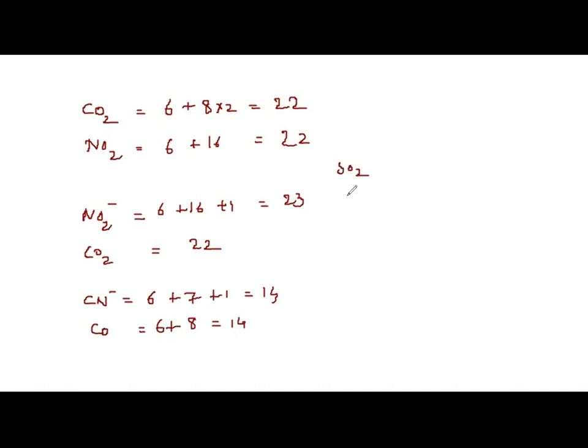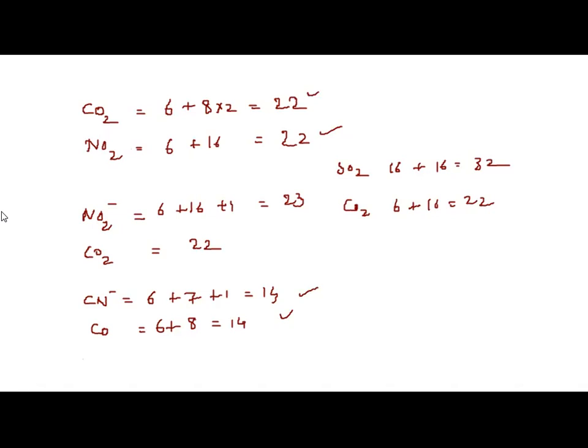Next option, SO2 and CO2. Sulfur is 16 plus oxygen 2 times 16, that is 48. Carbon is 6 plus oxygen 8 into 2, 16, it is 22. So which is isoelectronic? In CN minus and CO, there are 14, 14 electrons. Even in CO2 and N2O, there are 22, 22 electrons. Both are isoelectronic. So both the options are correct. So which is the correct option? It is either option A or option C. Both are correct. Next question.